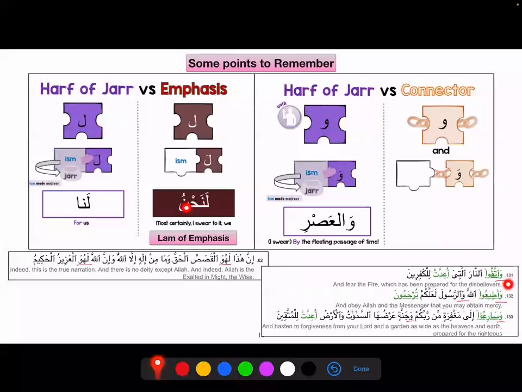No. Because after wow, this is fail. Wattaqu is a fail. It's not ism. Then wa'ati'u. So after this wow, again we have fail. So this wow is not harf jar over here or wow of oath, rather it is a connector, right? So we will see so many wows in the Quran Pak, and not every wow are we going to think of as a wow of oath.